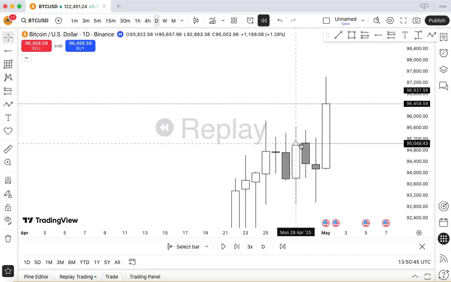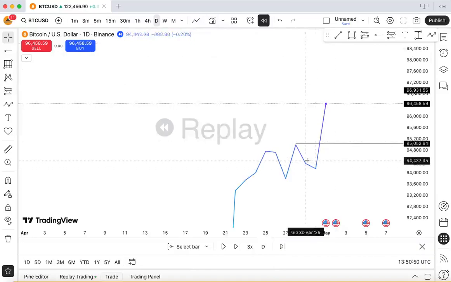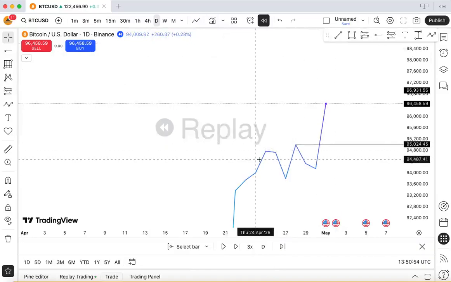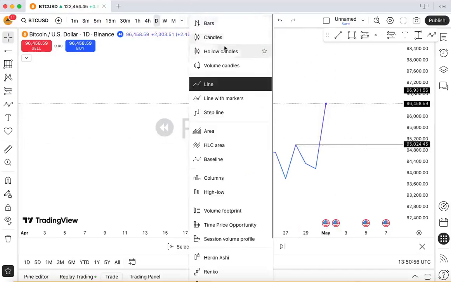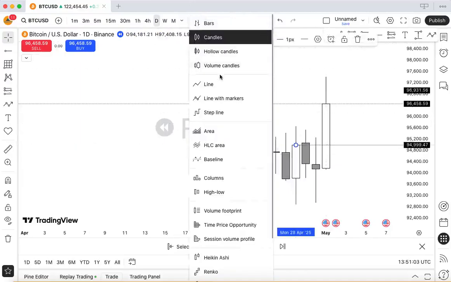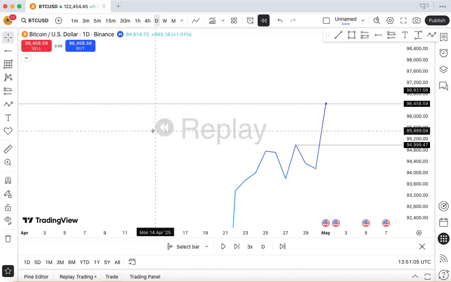So one will ask, how am I marking this? Go to the line chart and mark that for me. Done deal. This is our key level now. So this here, if you go to the line chart, it is clear now.